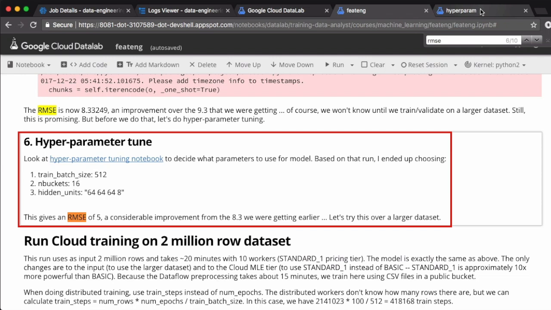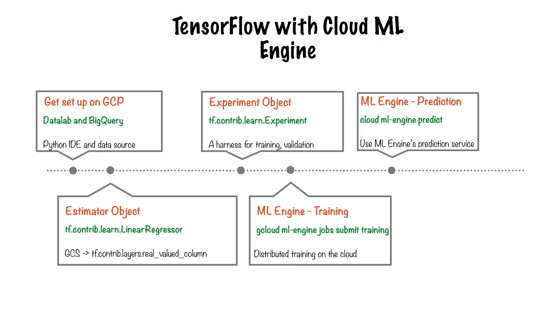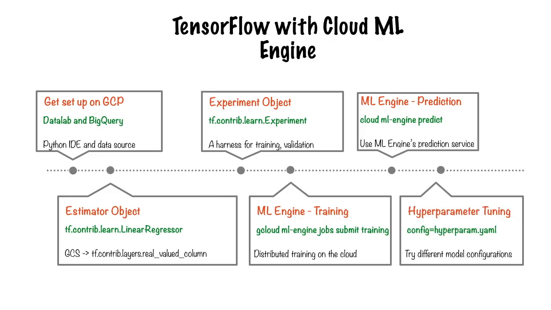By using Cloud ML Engine with hyperparameter tuning to try out different combinations of the training batch size, the number of buckets, and the number of hidden units, the author was able to bring the RMSE down from 8.3 to about 5, which is a huge improvement in the model performance. So clearly, hyperparameter tuning is an important part of getting real production level improvements in machine learning models. And this really corresponds to the final step of our exploration of TensorFlow with Cloud ML Engine.